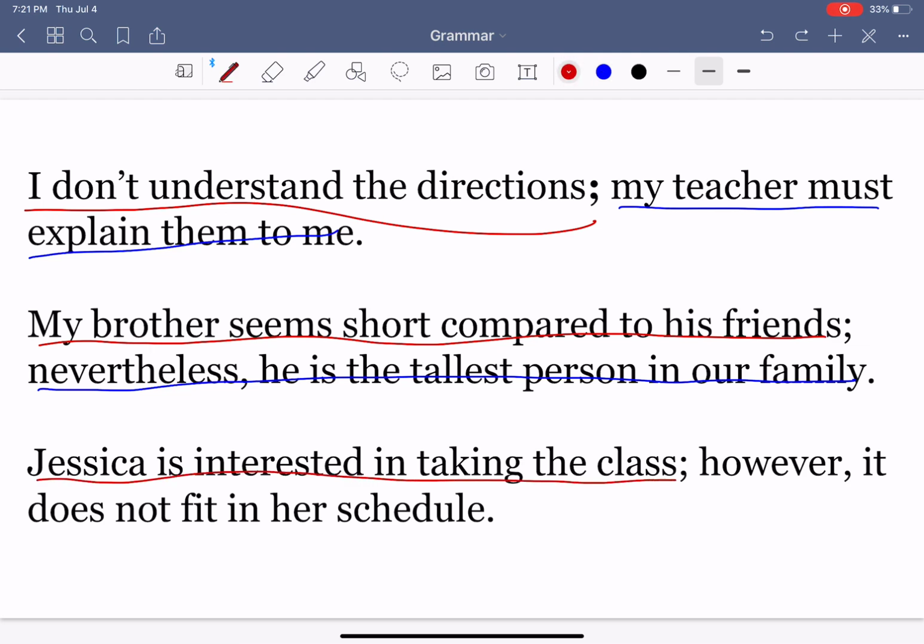Jessica is interested in taking the class. However, it does not fit in her schedule. So even though she's interested in taking the class, it doesn't fit in her schedule. Related thoughts, complete thoughts, you can use a semicolon.